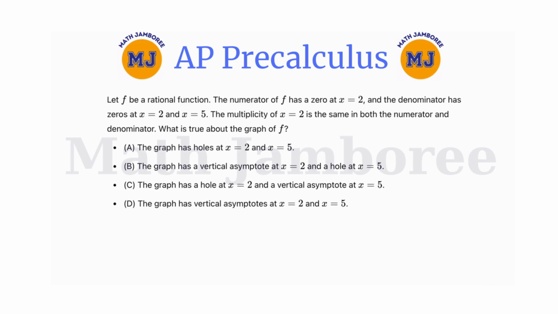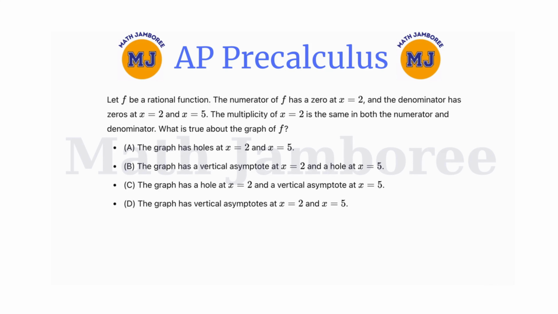In this video, we have another AP calculus type of question from the topic of equivalent representations of polynomial and rational expressions. Let's solve it together. Let f be a rational function. The numerator of f has zeros at x equals 2, and the denominator has zeros at x equals 2 and x equals 5. The multiplicity of x equals 2 is the same in both the numerator and denominator. What is true about the graph of f?